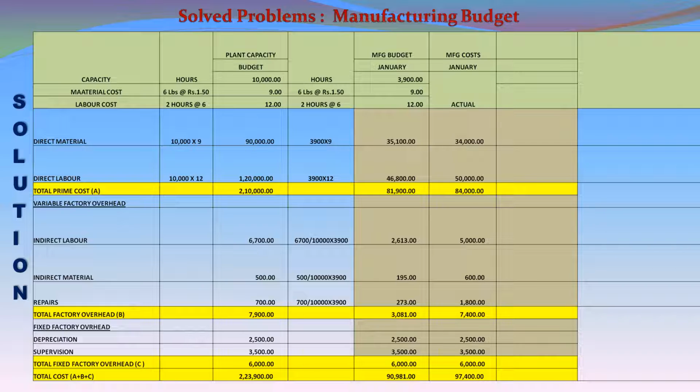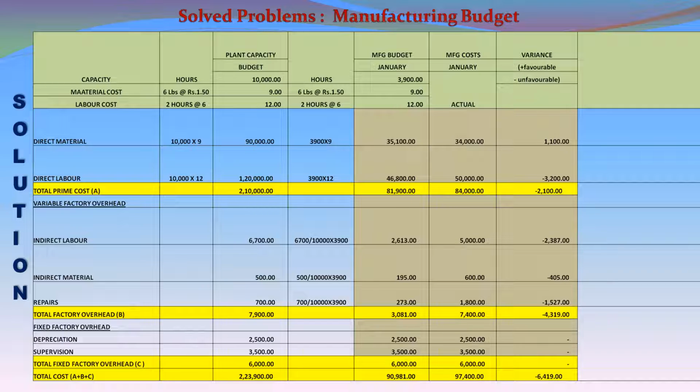Manufacturing cost actual for the month of January: 3,900 units are produced and material cost incurred 34,000, direct labor 50,000, total prime cost 84,000. Variable factory overhead: indirect labor 5,000, indirect material 600, repairs 1,800, total factory overhead 7,400. Fixed factory overhead: depreciation 2,500, supervision 3,500, total fixed factory overhead 6,000. Total cost is 97,400.